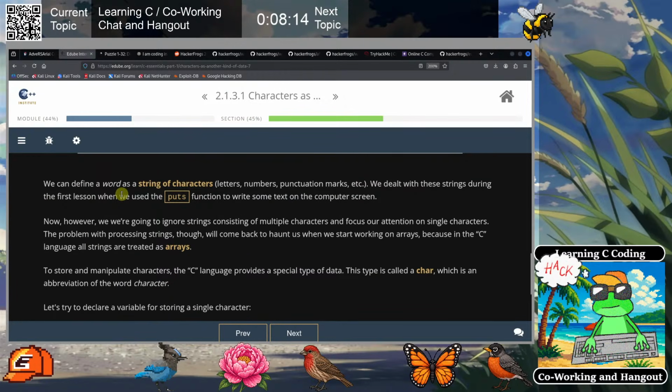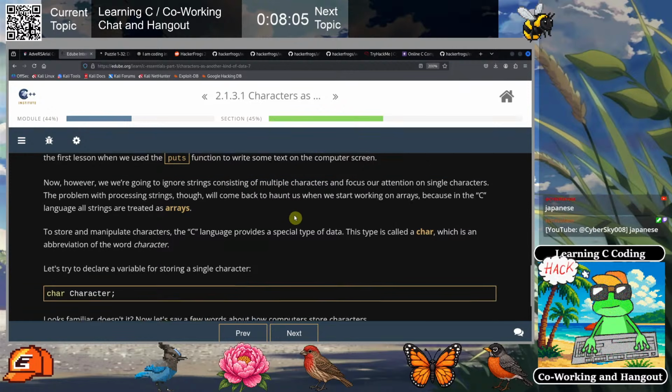Okay, we can define a word as a string of characters, so letters, numbers, punctuation marks. We dealt with these strings during the first lesson when we used puts function to write some text on the computer screen.